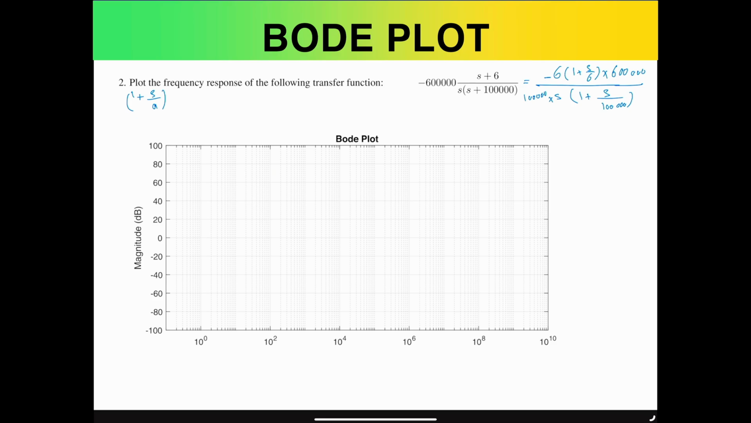Now, if we simplify this 100k with this 100k of the 600k, we can further simplify this whole scenario as follows. So it'll be minus, in that case, 6 is going to be multiplied by 6, which is going to be 36. So minus 36 times 1 plus s over 6. In the denominator, we'll get rid of 100k. We'll have only s times 1 plus s over 100,000. So essentially, this will be our final simplified transfer function.